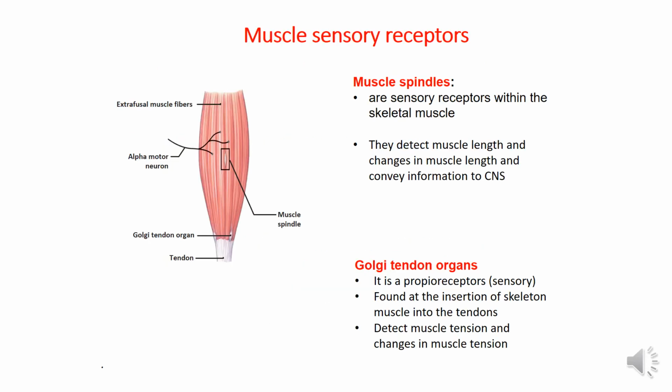Muscle sensory receptors. We have two types of receptor. The muscle spindle is a sensory receptor within the skeletal muscle. They detect muscle length and the changes in the muscle length and convey information to the central nervous system. The Golgi tendon organ is a proprioceptor also, a sensory receptor located mainly in the tendon. They detect muscle tension and the changes in the muscle tension. So these are the two receptors that are going to control the degree of muscle contraction.